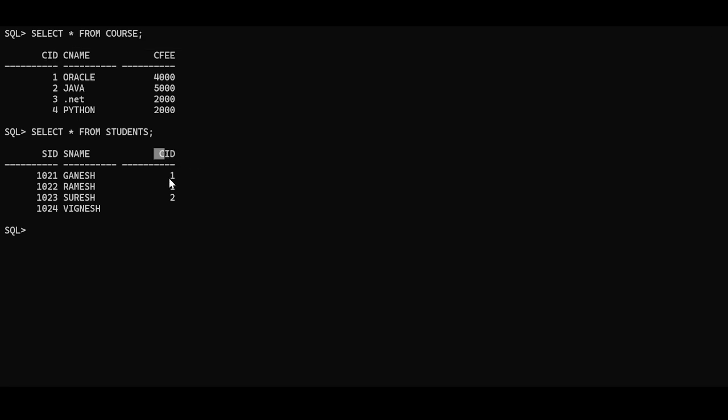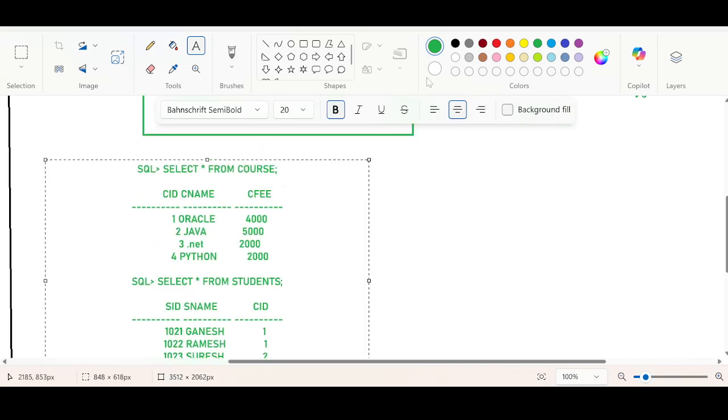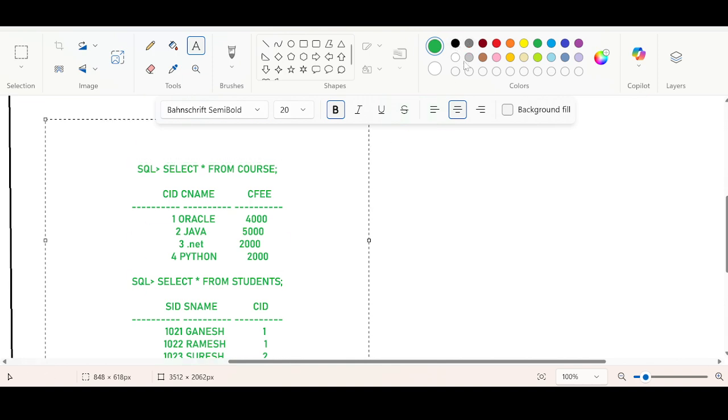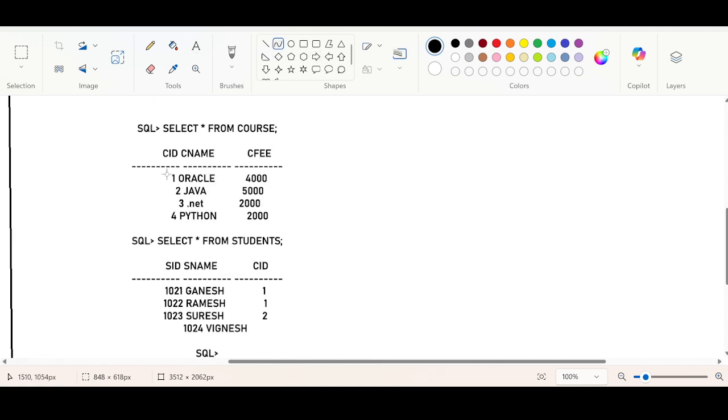Okay. But when I use inner join, I always get what? I always get the matching records, right? So this one will be mapped to this. When I use inner join, this is what I get. Inner join will ensure that I am going to get only the matching records. What are the matching records? This one will be joined. This one will be joined.